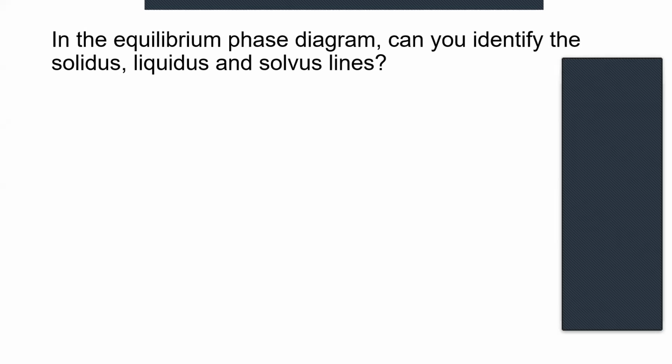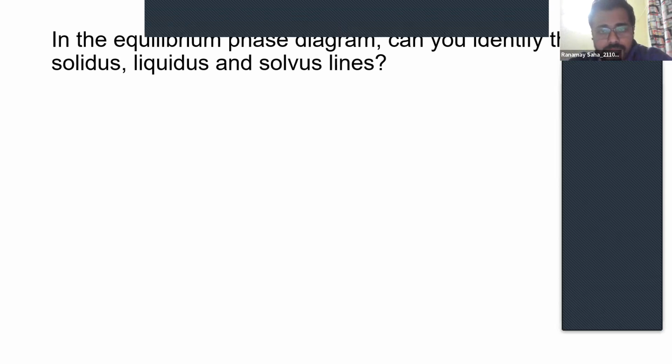So the solidus line is a boundary between the liquid plus solid phase and the solid phase. And similarly, the liquidus line is the boundary between the liquid plus solid phase and the liquid phase. And what is a solvus line? Anybody?